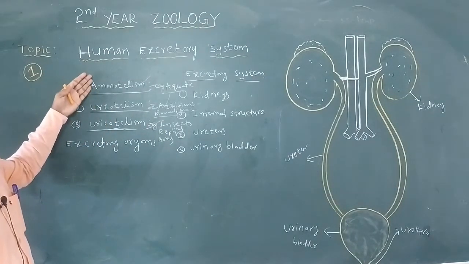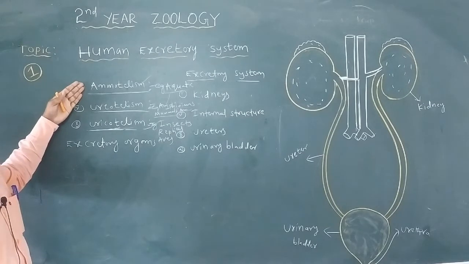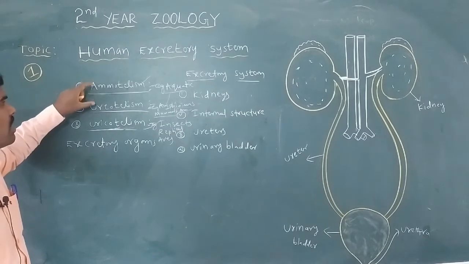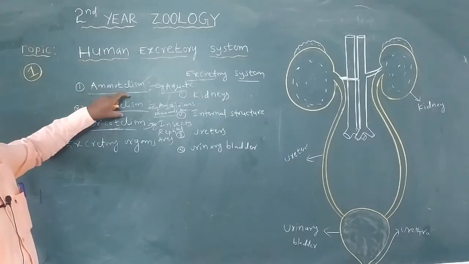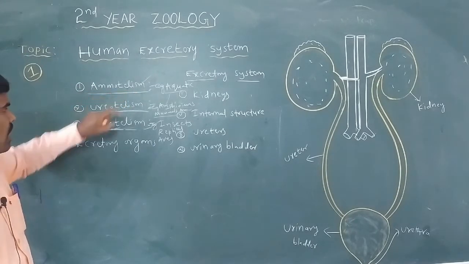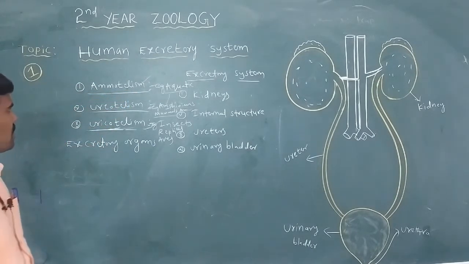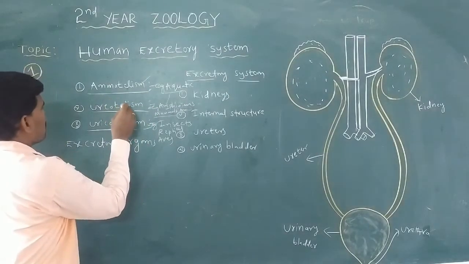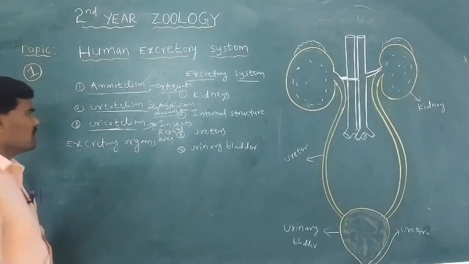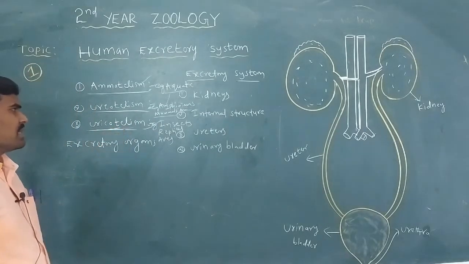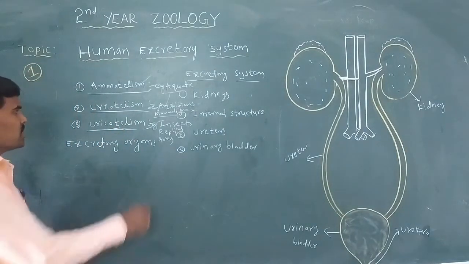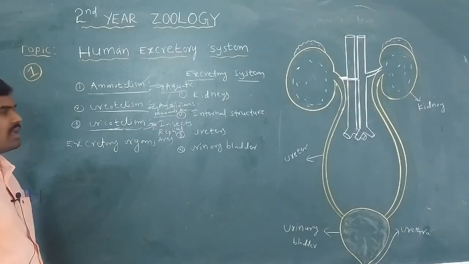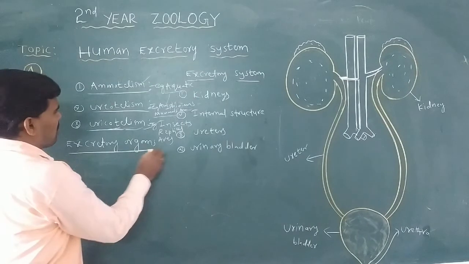So there are three types of animals based on the excretory materials excreted. Ammonotelic animals excrete ammonia, ureotelic animals excrete urea, and uricotelic animals excrete uric acid. Is it clear? Next, excretory organs.